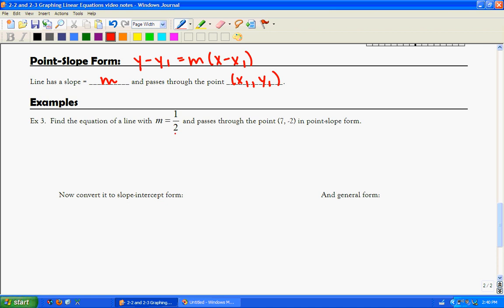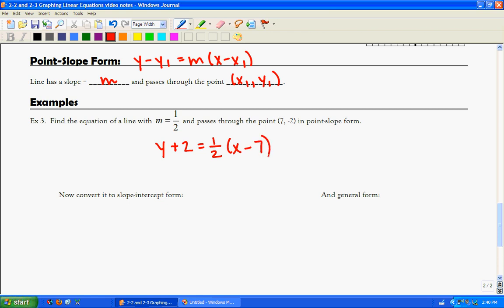So if we have a slope of 1/2 and it passes through the point 7, negative 2, that would give us y minus, the y coordinate is negative 2, so that will actually turn to a plus 2, and then equals the slope, which is 1/2, times x minus our x coordinate, which is 7, and you're done.